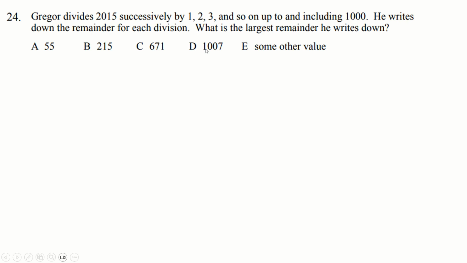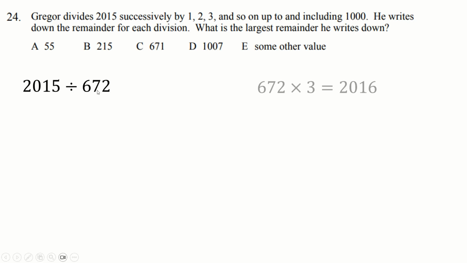So the answer cannot be 1,007 because you can't divide by something less than 1,007 and get a remainder of 1,007. It could be 671. Now, if it were 671, you could possibly be dividing by 672, right? Because 671 would be the last remainder possible. So it's possible you're dividing by this.